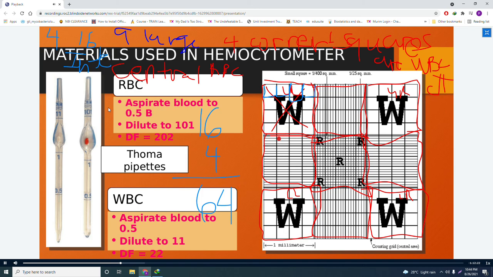Alright. Now, let's proceed with the central square. Class, ito lang yung naiba. Your central large square, which is used for your RBC count, has 25 intermediate squares. Okay? So, sir, saan yung intermediate squares na sinasabi mo? Ito siya.